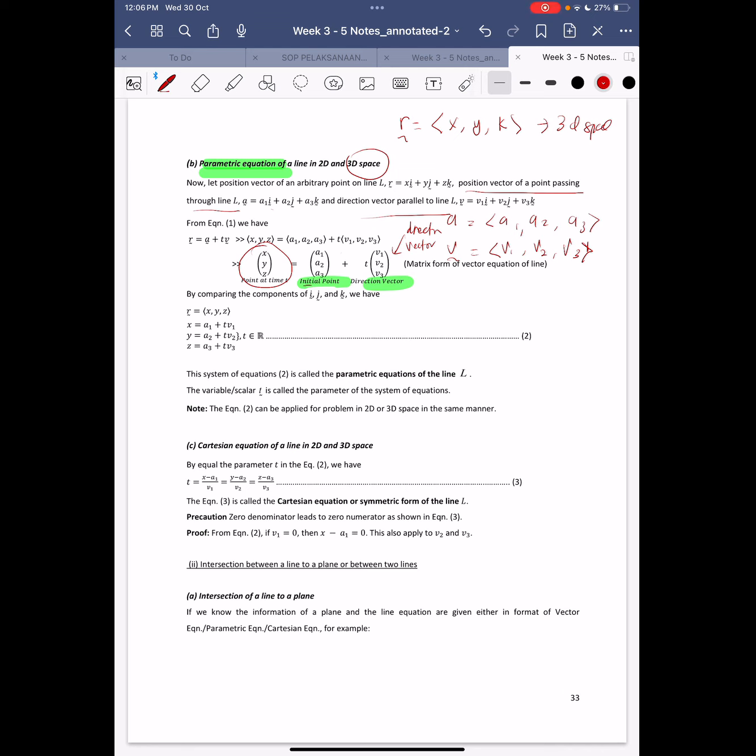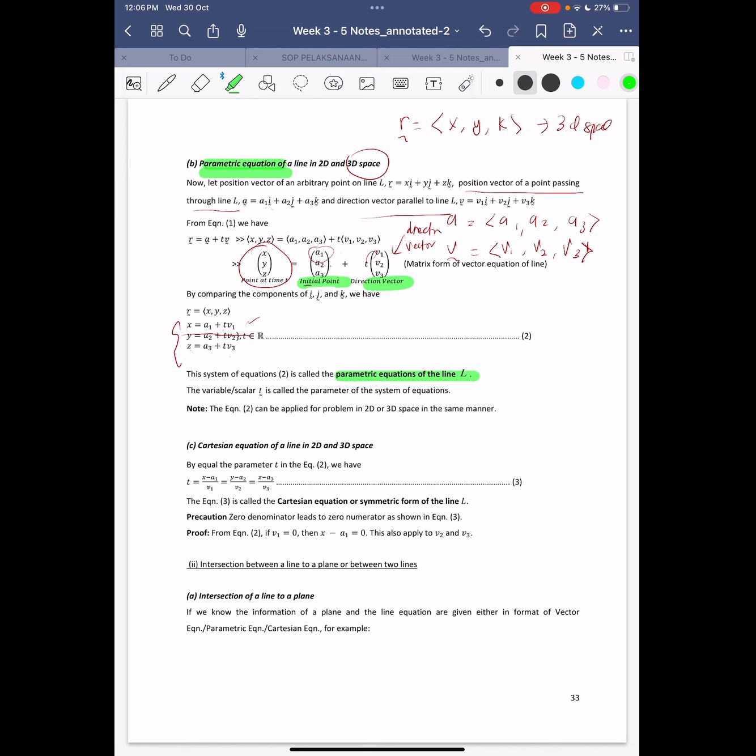By comparing the i and j components, if I break it down in the x direction, y direction, and z direction, I get R equivalent to x, y, z, where x equals A1 plus tV1, y equals A2 plus tV2, and z equals A3 plus tV3. These three equations are what we call the parametric equations of line L.